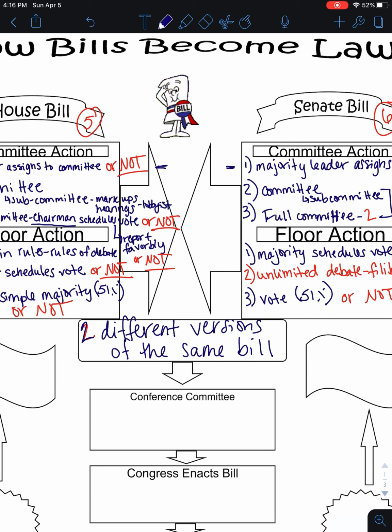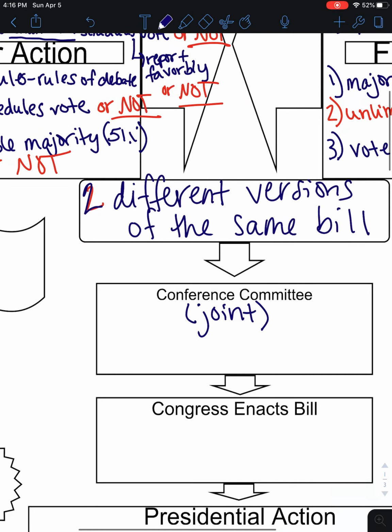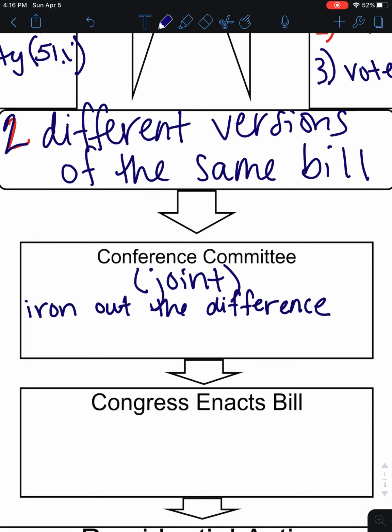You can't just take these two separate bills and bring them to the president because the other side hasn't agreed on their bill. So what happens next is a conference committee. And this will be a joint committee, which means you have representatives from both the House and the Senate. Most likely you're going to send the people who were on the original committee with the bill. And what this group is going to do is iron out the differences between the two bills. So they will sit down, they will look at their two different versions, see what they can keep, see what they need to get, see what they need to improve, okay?